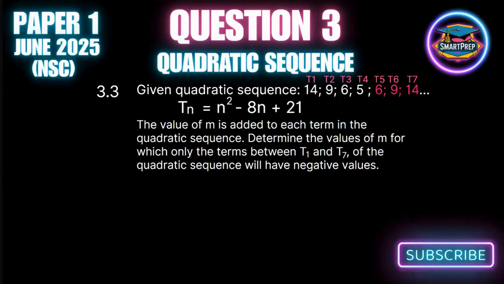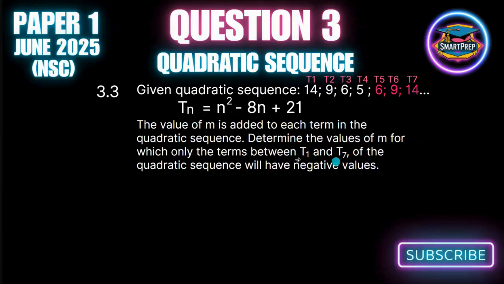Okay, so what I want to do is just determine t1 to t7 quick, and you can put that in your calculator. If you put in n as 5, you'll get 6. If you put in n as 6, you'll get 9, and then 14. And so what we notice is that this is symmetrical. It goes 14, 9, 6, 5, and then back up to 14. So what we need to know with a quadratic sequence is it forms a parabola, okay? And they're all greater than 0, so none of them are negative.